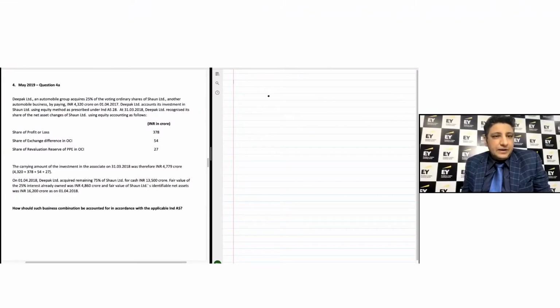Hi, everyone. We are now going to look at this question, which is from May 2019. Now, this question is of 8 marks. It was tested in the examination during that attempt. Okay, it's question number 4A from that examination.